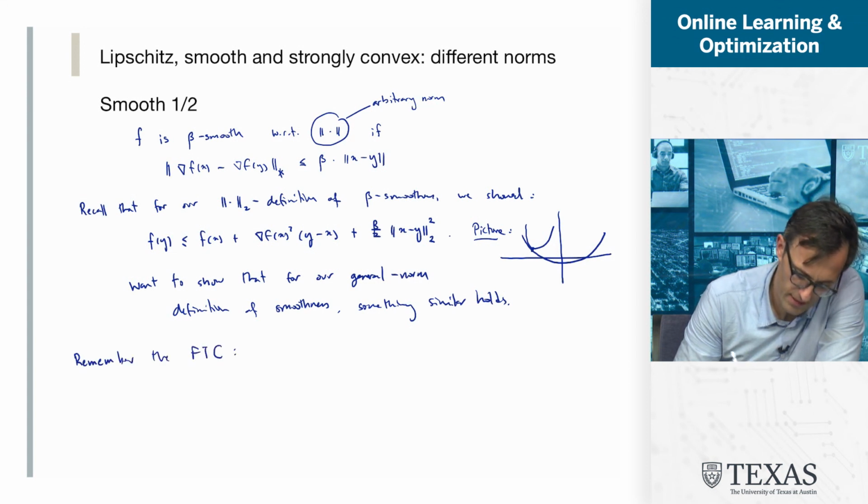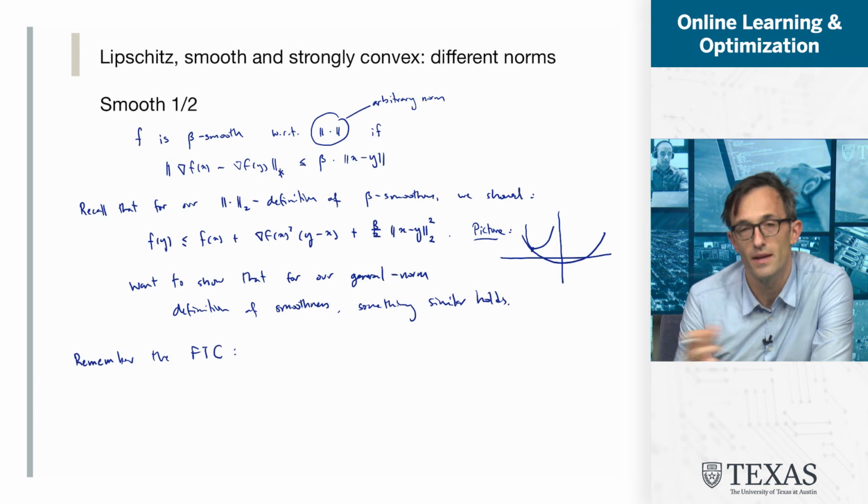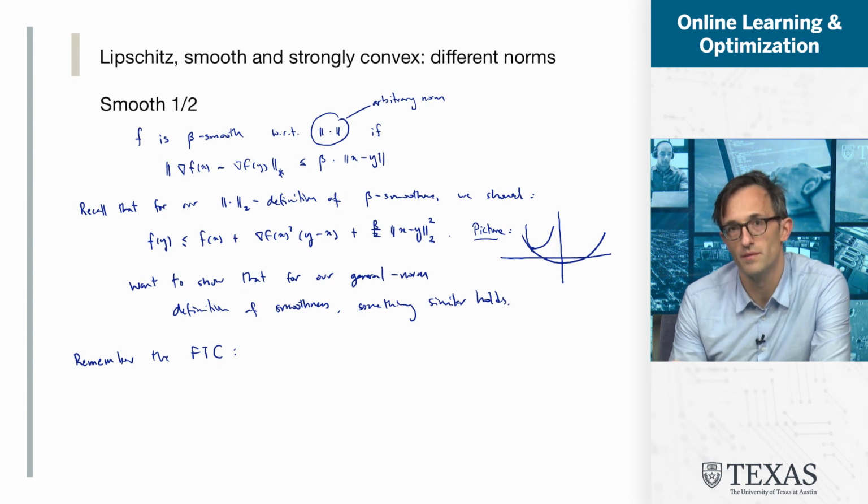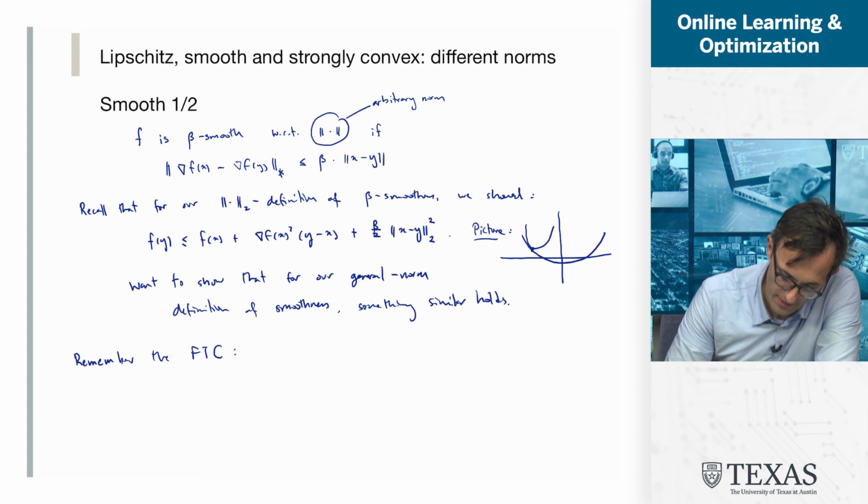So what does this say? It says something really simple. Basically that the integral is the inverse of the derivative. So if I integrate the derivative, the integral of the derivative is just the function evaluated at the endpoints. So let me just write it this way.